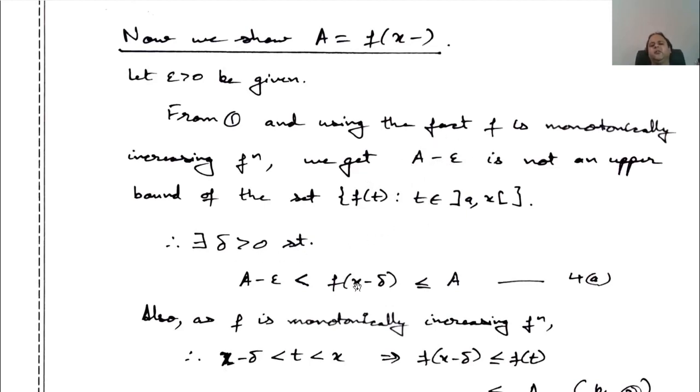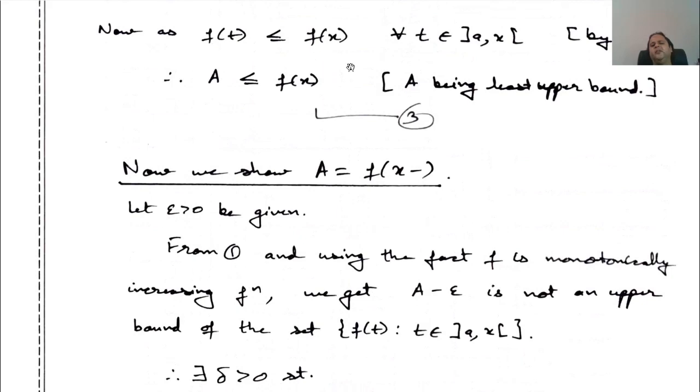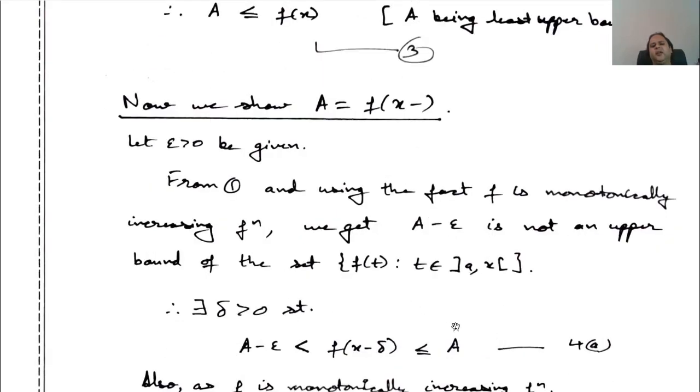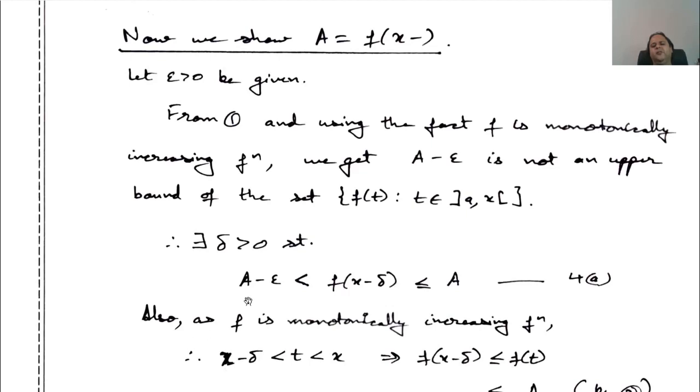So we have some point here in the interval. If the point has to belong to this interval, that means x minus something. So there exists delta such that x minus delta belongs to this interval. Therefore, f of this will belong to this set, and A minus epsilon is not an upper bound. That means this point will be greater than this value. And because x minus delta is less than or equal to x, it will be less than or equal to A, as we have discussed above. So we get this condition.